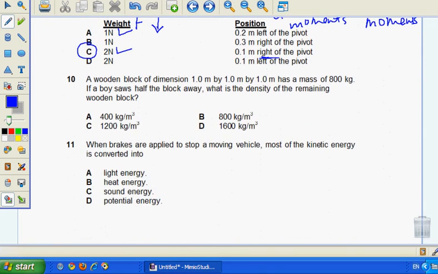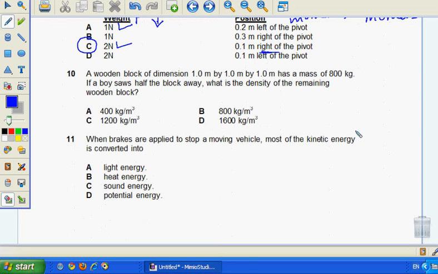Question 10 is actually a question on density. How do I know? Because I focus on the key word, which is density. So first let us try to recall the formula to find density. Density is equal to mass over volume. Some students can remember this formula easily. Other students might find this triangle a bit easier to remember.